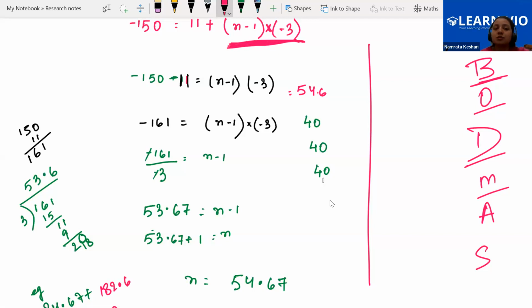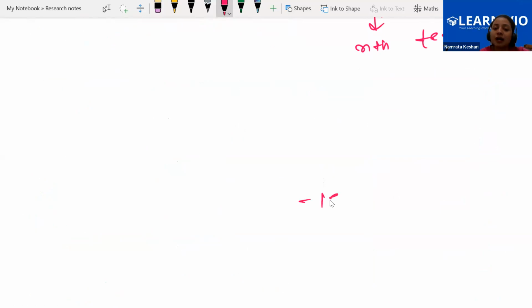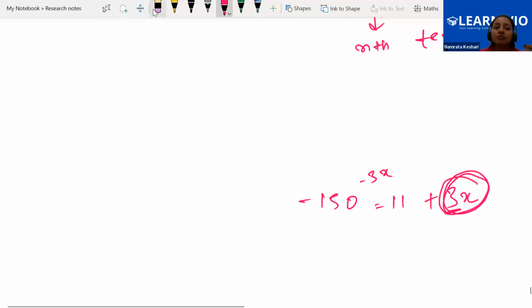Or you can take it like this also. Suppose you are having minus 150 is equal to 11 plus 3x. Is it possible, Harshit, to shift this 3 at first to the other side? No, ma'am. It is multiplied together. It's a single term we are having. We cannot shift. If you want to shift this 3 to the other side, you have to completely shift 3x to the other side, which eventually will be minus 3x over here. But only 3 we are not allowed. 3 we can only touch when no other term will be there on that side.